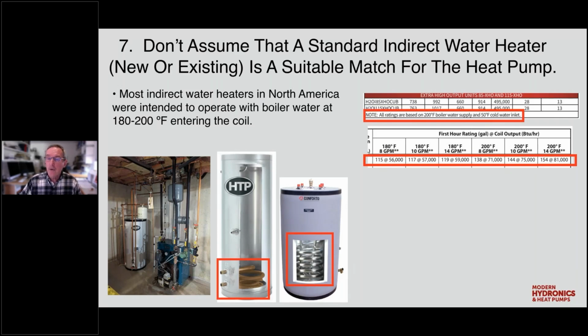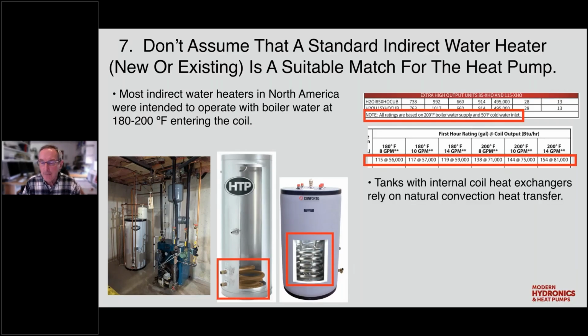And I threw a couple clippings here from one manufacturer's rating just to show you that the notes say all ratings are based on 200 degree boiler water and 50 degree cold water. So yes, we can get good heat transfer when we have such a large temperature difference between the boiler water going through the coil and the cold water at the bottom of the tank. That's not the case, though, when we have a heat pump.